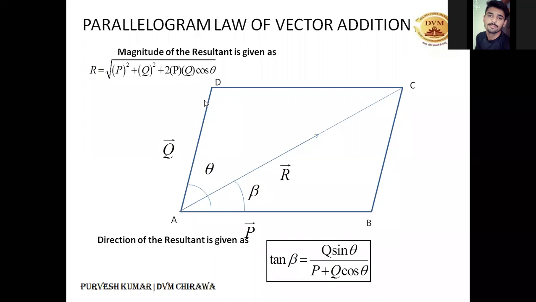It is the other vector, the second vector, sin theta divided by first vector plus second vector into cos theta. So Q sin theta upon P plus Q cos theta. These two formulas we will be using. In the questions to come, we'll be using these formulas only. Okay, so let's start with question number 1.